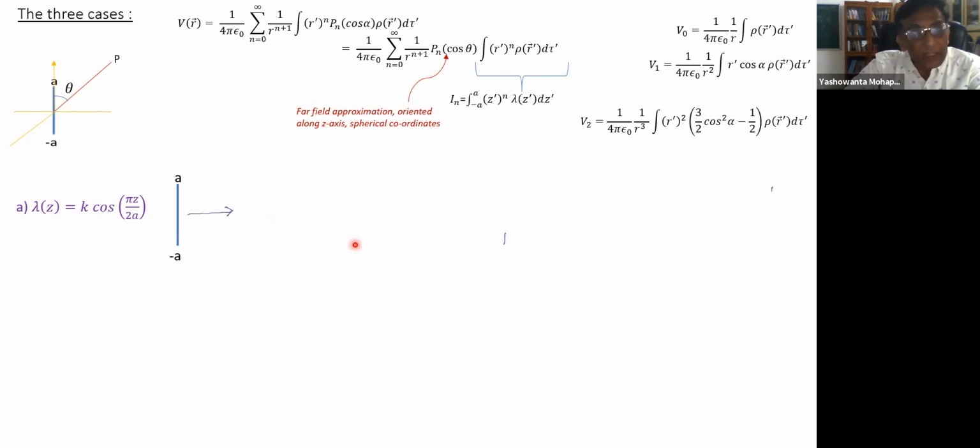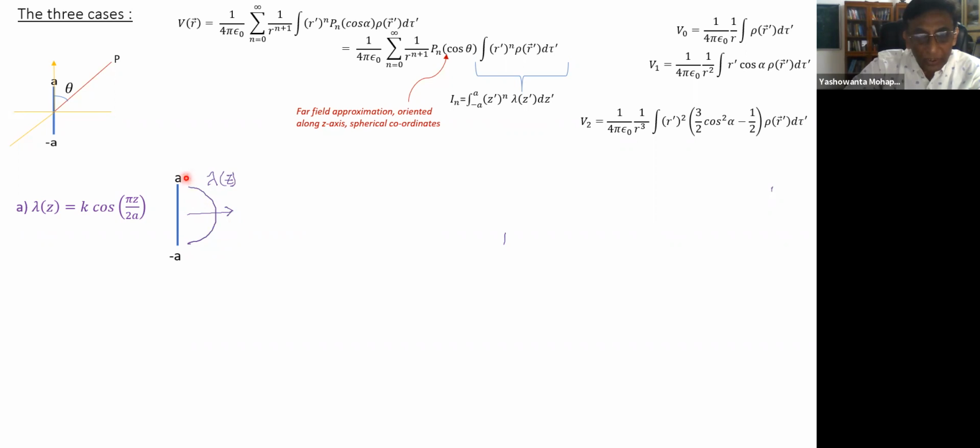So let me plot this lambda z for you by hand. This is lambda z on this side, and this is my z. So k cos pi z by 2a from minus a to a goes like that. Notice that this is always positive. So you can always see what is going to happen.